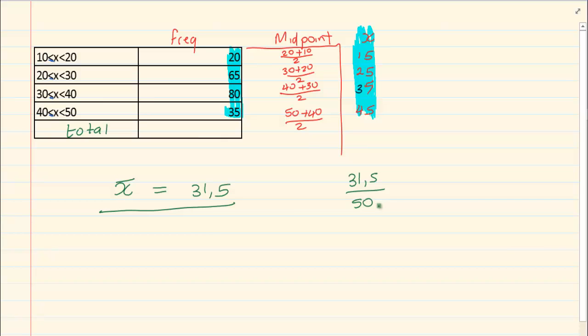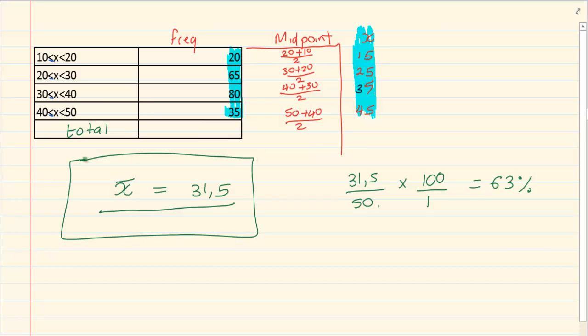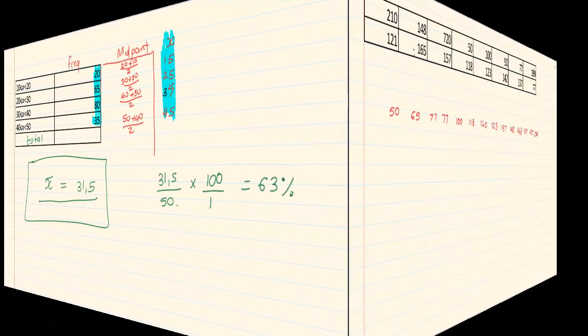If they ask for a percentage, then you have to times it by 100 over 1. They don't always ask for the percentage, but if they do ask for a percentage, then you say times 100 over 1, which will give me 63%. So the average is 63%, but the correct answer would be 31,5. Now let's go to the next thing.